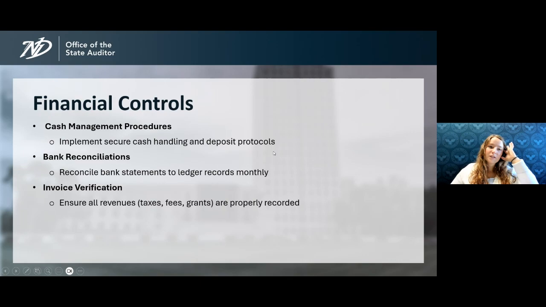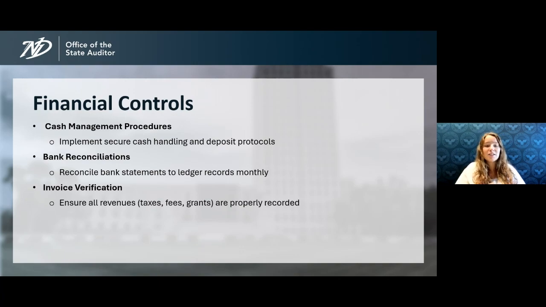So financial controls can look like a lot of different things, but I have a few here. One is implementing secure cash handling and deposit protocols. Let's say you're a city and people come in and pay cash for their water bills, their utility bills. You want something to record that. So when they bring it in, you have a cash receipting book so that you have another record of it. And then that deposit protocol, so nothing would go missing in between.